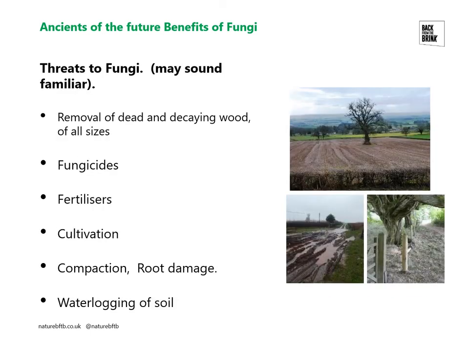Threats to the fungi across the nation and beyond are very similar and might sound familiar to what I've said earlier, and that includes the removal of dead and decaying wood of all sizes, fungicide and chemical fertilizers, cultivation, ploughing and compaction, which will all cause root damage. And of course waterlogging of the soil is a death knell to many mycorrhizal fungi. So best practice is to try to avoid these elements occurring around any ancient trees or any recruit ancient trees.